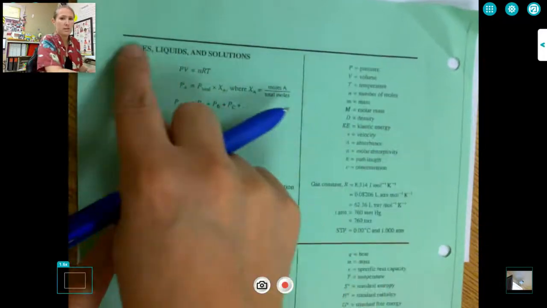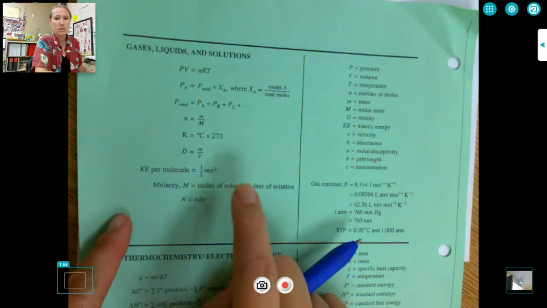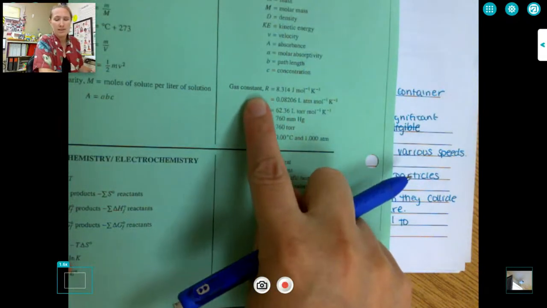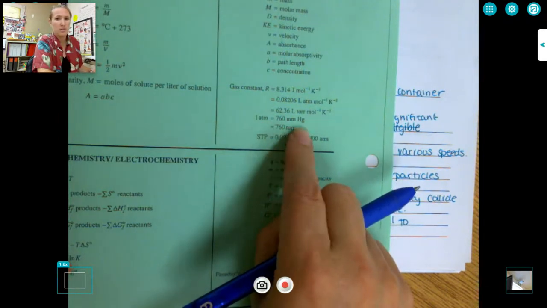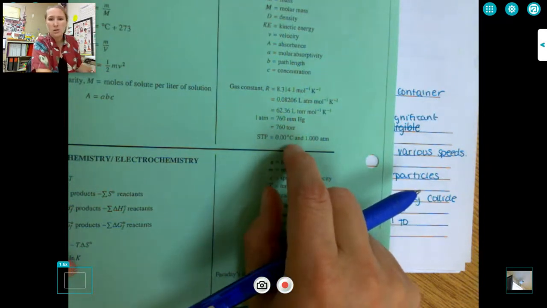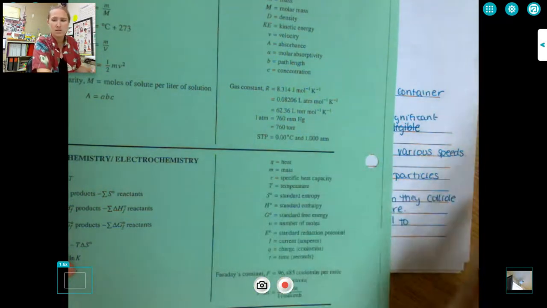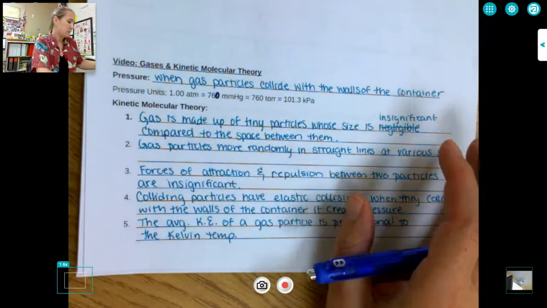So we're focusing on gases, liquids, and solutions. A lot of what we're going to use in this unit moving forward is here. Here we have our gas constant, which we'll get to, and then here are our pressure units: 1 atmosphere, 760 millimeters mercury, 760 torr. AP doesn't use kilopascals very much. There are still some worksheets we'll find that have them, so that's why I put it on our notes, but we might not use it very much at all.